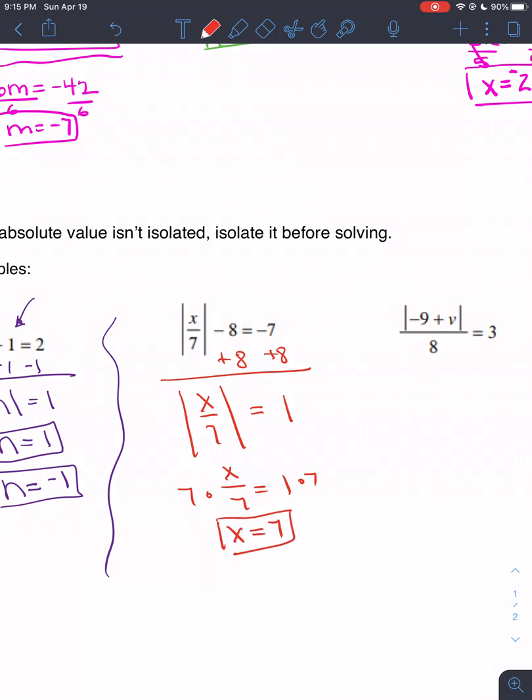We'll do that a second time. x over 7 equals negative 1 this time. Multiply both sides by 7. It looks like x is going to be negative 7.